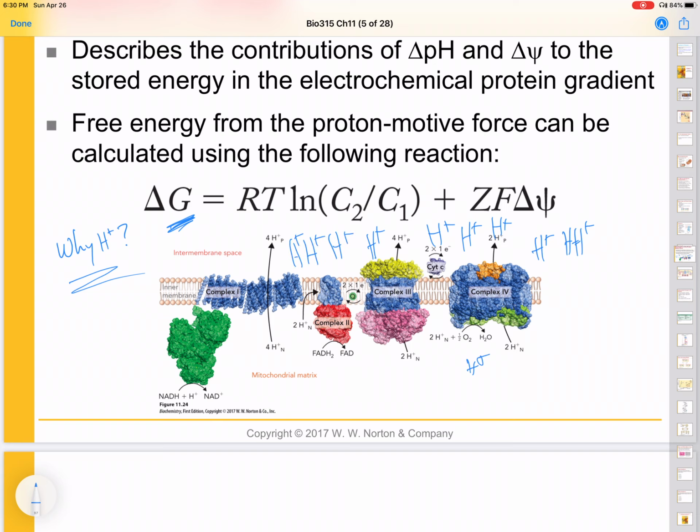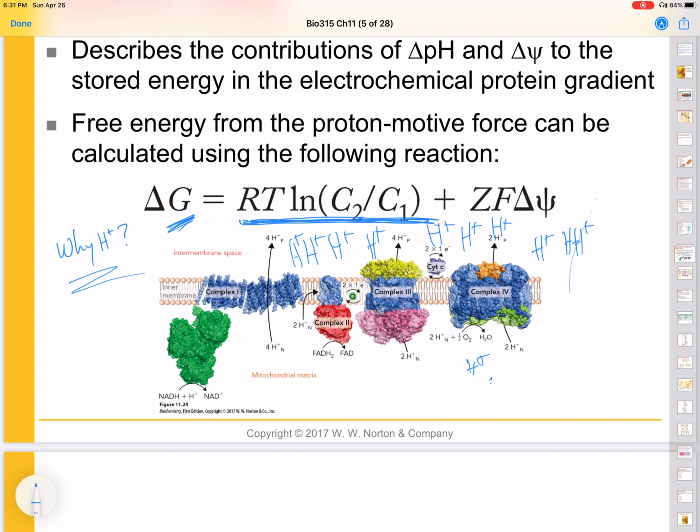And so that's seen by this expression. Here, delta G is a function of the difference of the concentration. But because we're using protons, this is a charge, and protons have a positive charge. By taking out the positive charges from the matrix and pulling them over to the intermembrane space, you're causing a charge imbalance. And using protons in particular is really kind of genius.